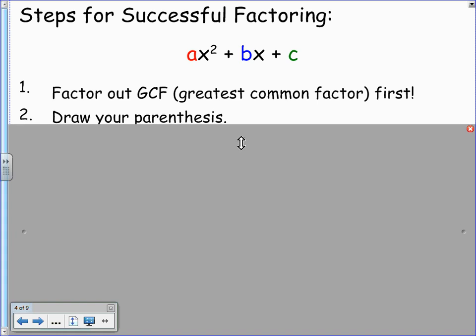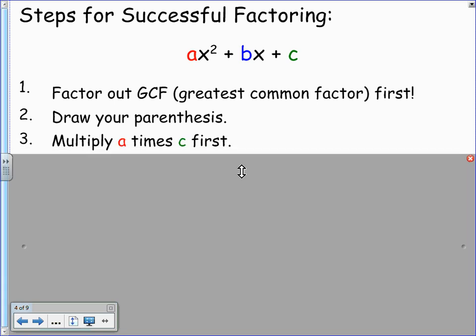The second step is to draw your parentheses. Remember that factoring trinomials is really unfoiling or undistributing. So you want to draw those parentheses that are like what you would have had before you multiplied.